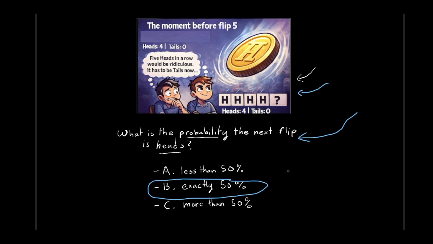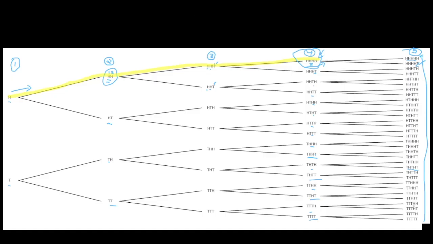And this mistake has a name. It's called the gambler's fallacy. And this is the belief that in a fair random process, the past outcomes somehow push future outcomes the other way, as if the universe is keeping a scoreboard and trying to balance it. But the tree structure shows us that this is not true for a fair coin.